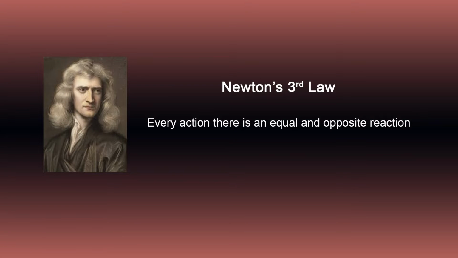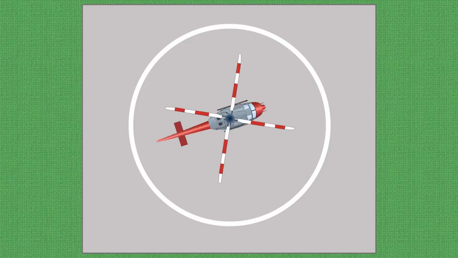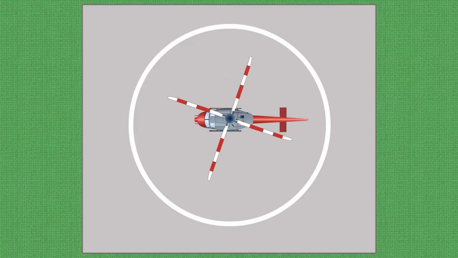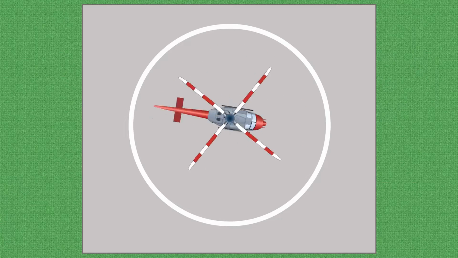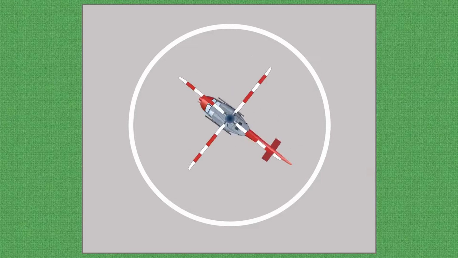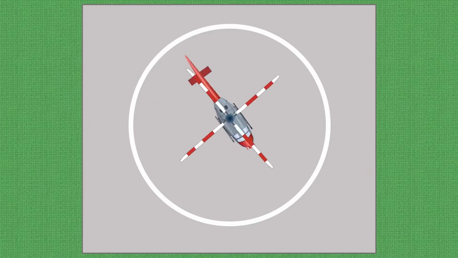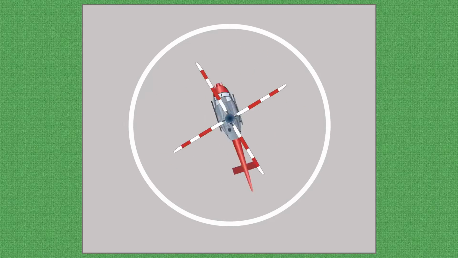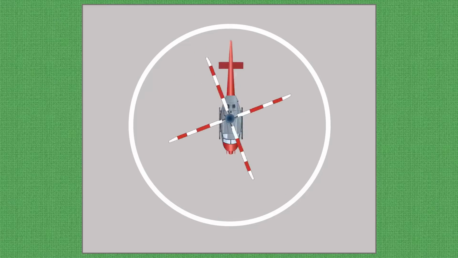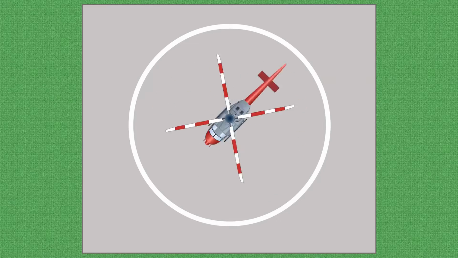Newton's third law states that for every action there is an equal and opposite reaction. Therefore, as the engine turns the main rotor system in a counterclockwise direction, the helicopter fuselage tends to turn clockwise. The amount of torque is directly related to the amount of engine power being used to turn the main rotor system. Remember, as power changes, torque changes.